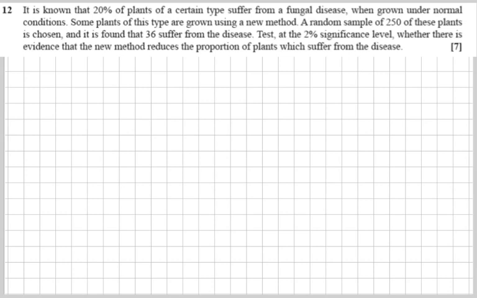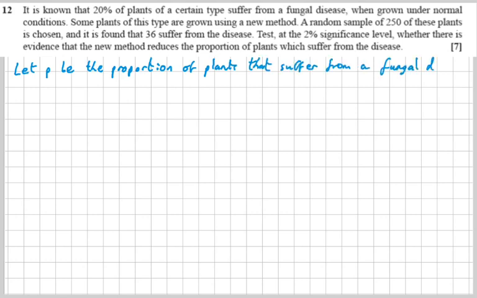I'm first going to write down what we just identified about what P means. So I'm going to let P be the proportion of plants that suffer from the fungal disease. And then we can write down our hypotheses. So H0 is that P is 0.2 and unchanged. And H1 is that P is less than that, i.e. the proportion has gone down or been reduced. Okay, great.